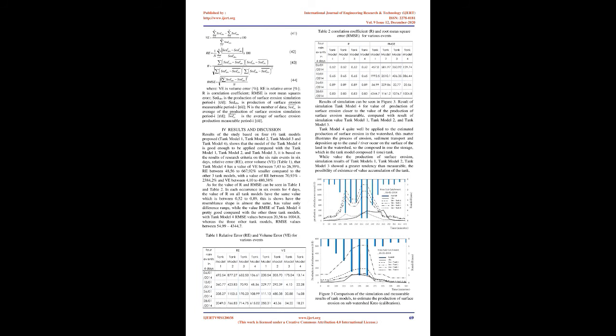Its formula is equation 41 to equation 44. Where VE is volume error percent, RE is relative error percent, R is correlation coefficient, RMSE is root mean square error, SEDSUM is the production of surface erosion simulation period IT/D, SIDOBS is production of surface erosion measurable period IT/D, N is the number of data, the first bar is the average of the production of surface erosion simulation period IT/D, and the second is the average of surface erosion production measurable period IT/D.